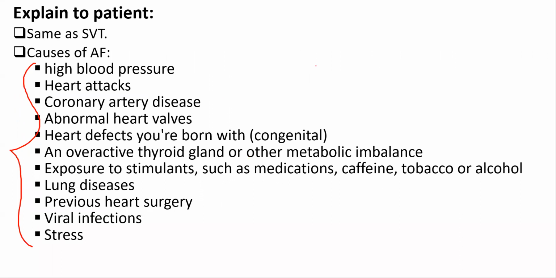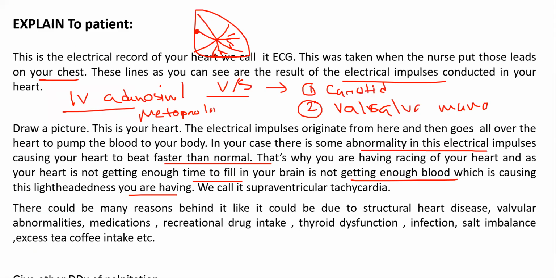Let's finish the explanation. So explain to the patient what the diagnosis is. The good way is that the explanation is totally the same. For SVT and atrial fibrillation, the diagnosis is different, but basically the pathophysiology is almost the same. That means there is an abnormal impulse originating from the upper chamber of the heart, and it's causing your heart to beat irregularly. So if we come back to the SVT explanation, just explain the same way.